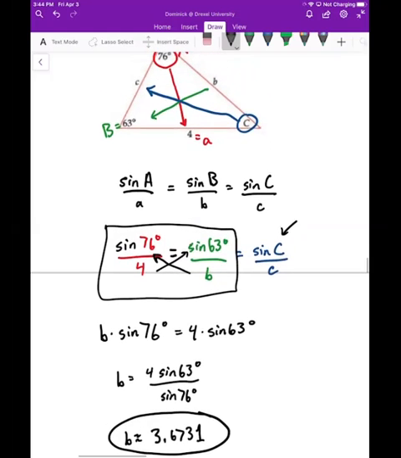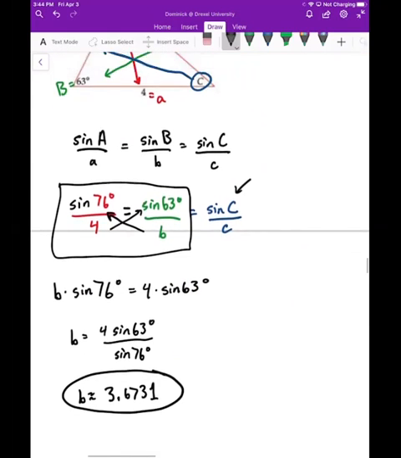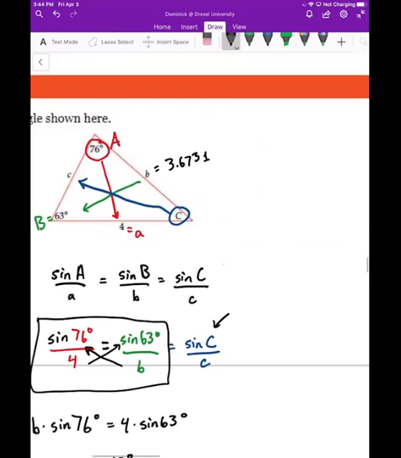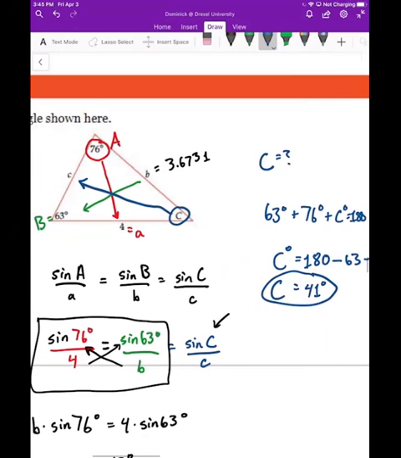Okay. Now, let's go back to the issue of C. So we found that B was equal to 3.6731. Now, first of all, can we get angle C? Well, of course we can, because we know that the three angles inside of a triangle better add to 180, right? So if I want to find C, that would be 180 minus 63 minus 76. All right, so if we do that, we get that C is 41 degrees. All right, so this is 41 degrees.